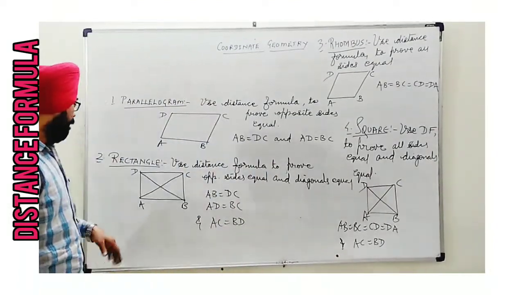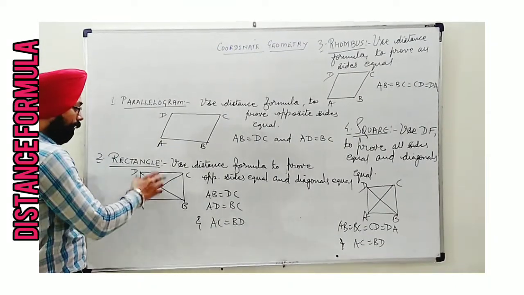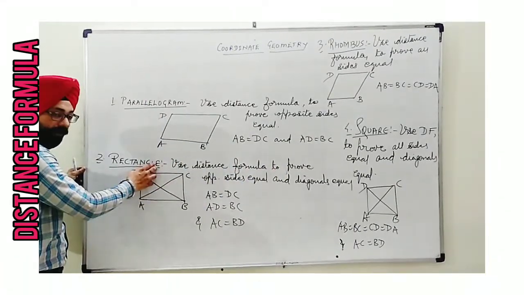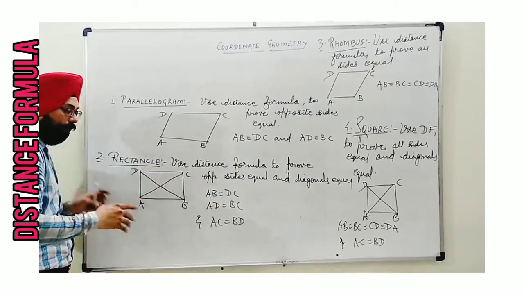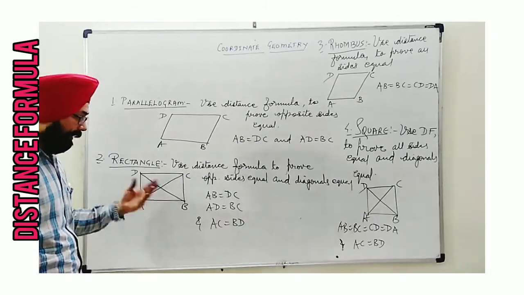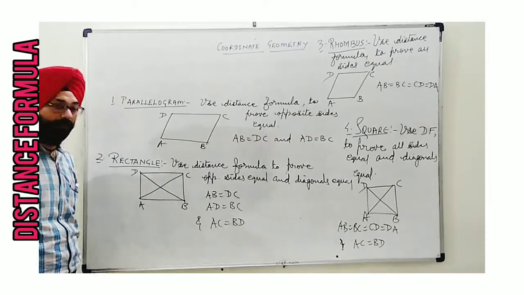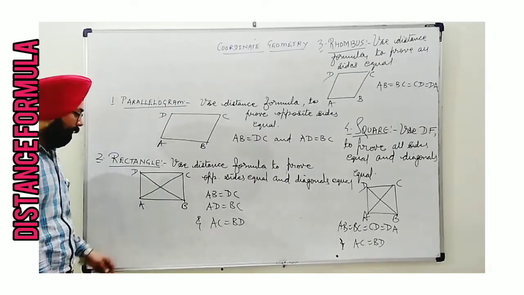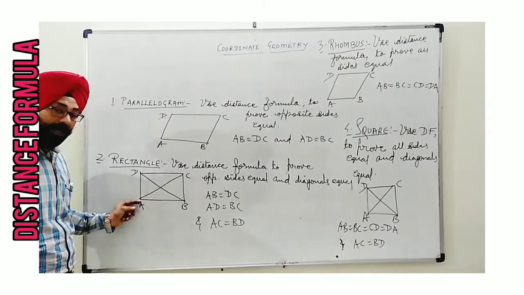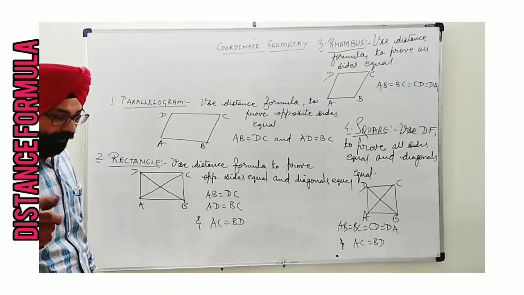Next, the type is rectangle. Here we have to use distance formula to prove not only that opposite sides are equal: AB equal to DC, AD equal to BC. But with that, one more property of a rectangle makes it separate from other types of parallelogram. Its diagonals are equal. So we can use distance formula on diagonals also. Means diagonal AC and diagonal BD must be equal in length.